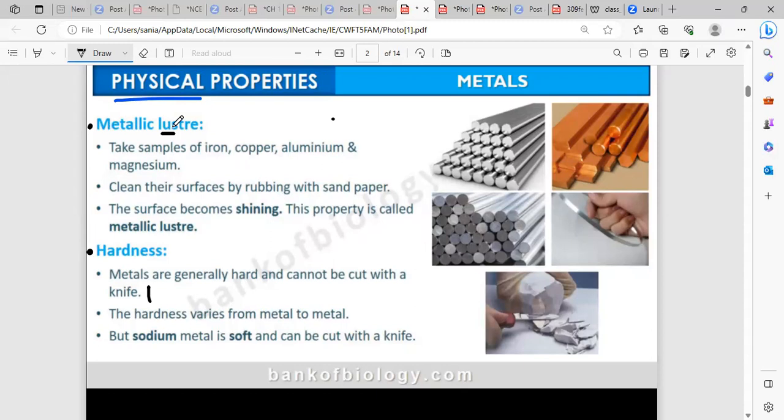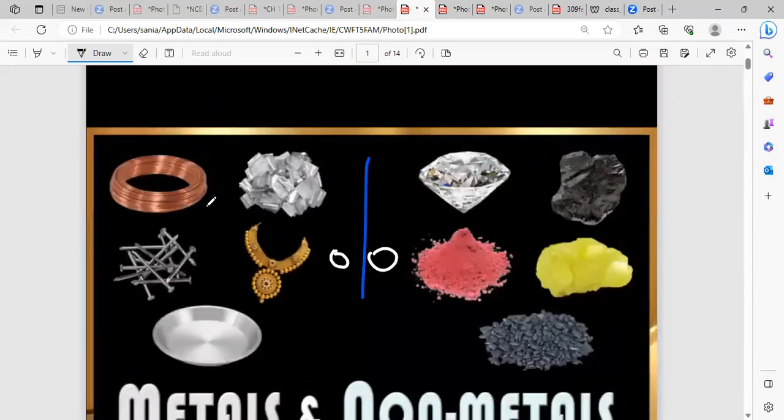Before starting with metallic luster, you should know what luster is, right? Luster is how shiny it is, how bright it is, right? Metals have metallic luster, like they are very, very shiny. So just by looking, you will get to know that these are metals. Here in the picture, you can see this one is shiny, though there are exceptions. This is also shiny, but this is not.